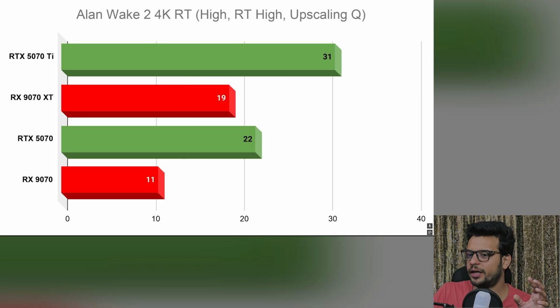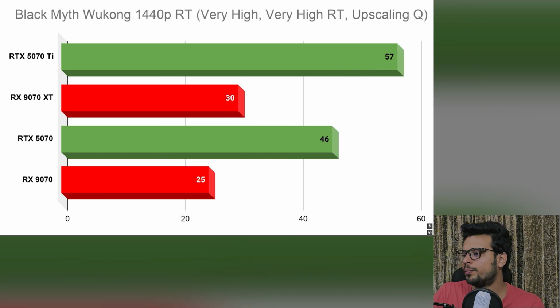Again, in most of these titles at native resolution without any FSR or DLSS, most of the times the FPS numbers that you're getting makes the games unplayable. That is why I'm using FPS here. So 5070 Ti gets us 31 FPS, 9070 XT gives us 19 FPS, 5070 gives us 22 FPS and 9070 gives us 11 FPS.